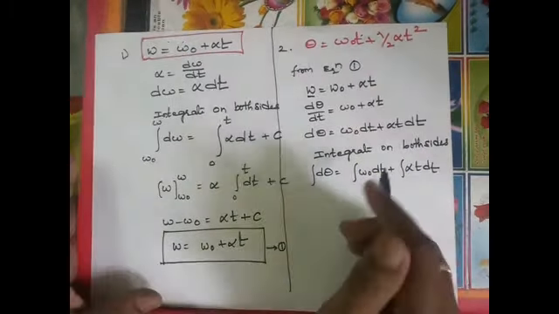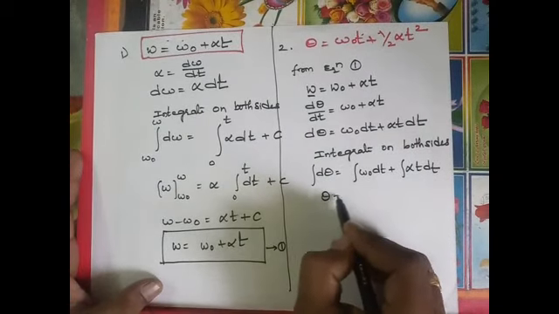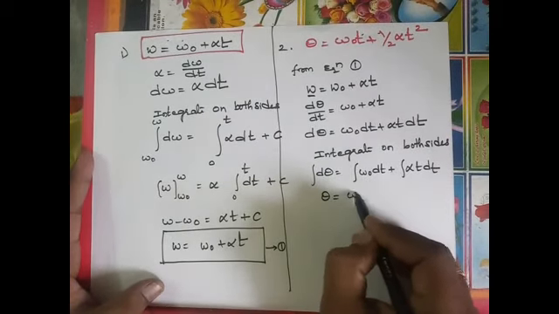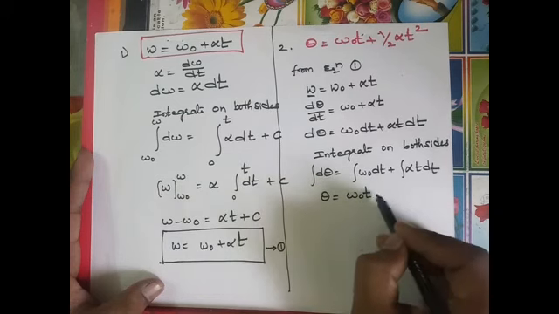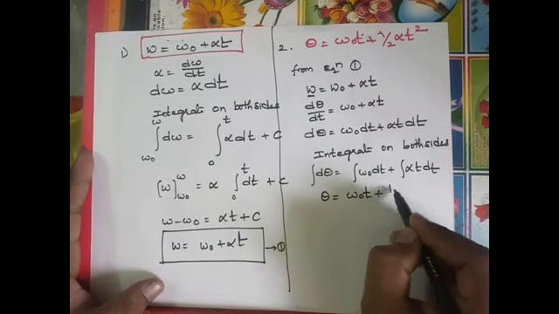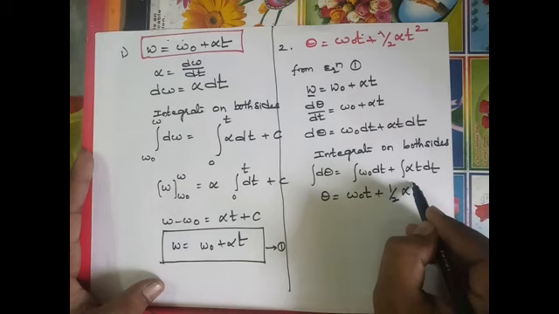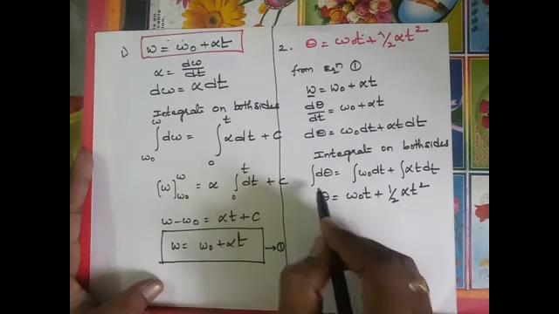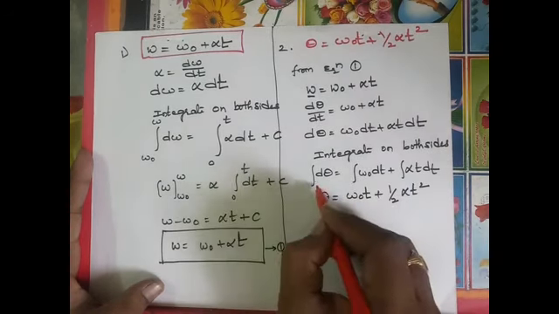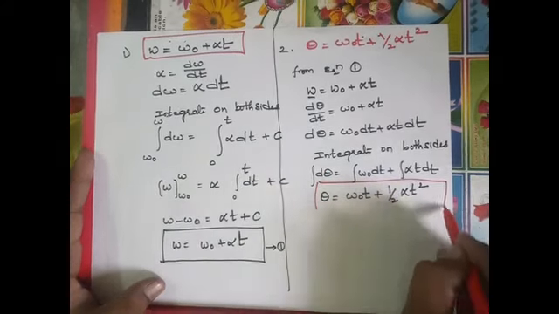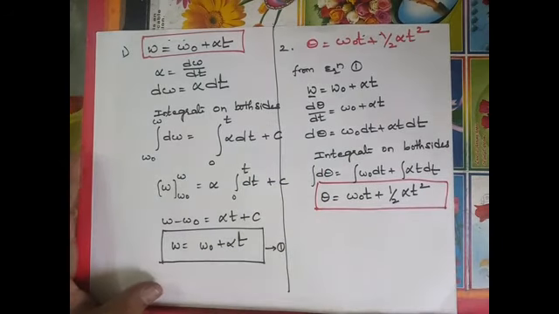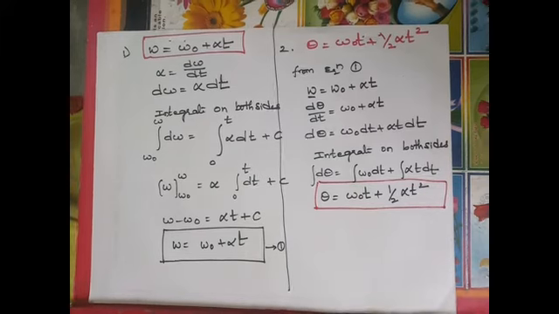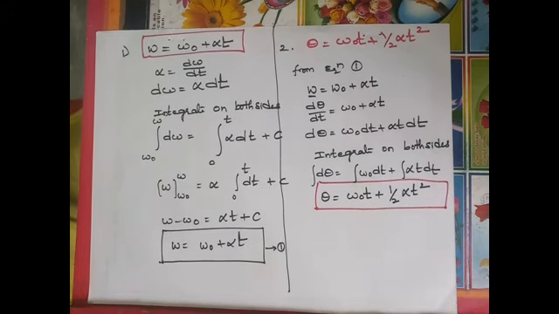Now integrating, we get theta equal to omega naught t plus, since alpha is constant, 1 by 2 alpha t square. So this is our required equation, the law of displacement: theta is equal to omega naught t plus half alpha t square. Now we have to prove equation 3.